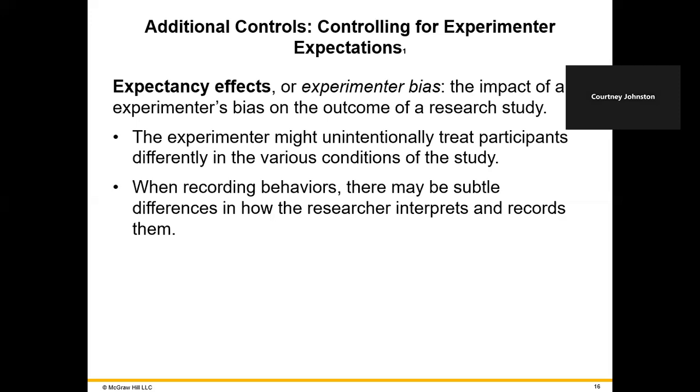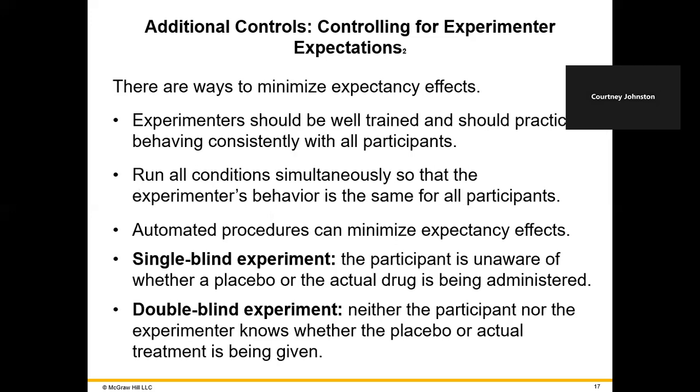And when recording behaviors, there could be subtle differences in how the researcher interprets and records them. Again, if we're doing observational measures, if a researcher wants to make sure that they find a significant difference between the control and experimental group, they may inadvertently report more differences than are actually there.